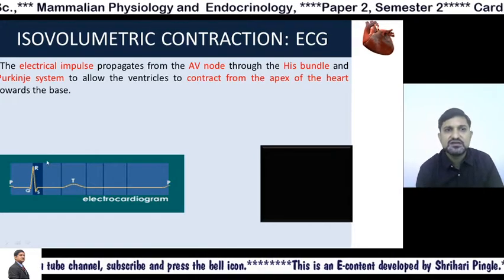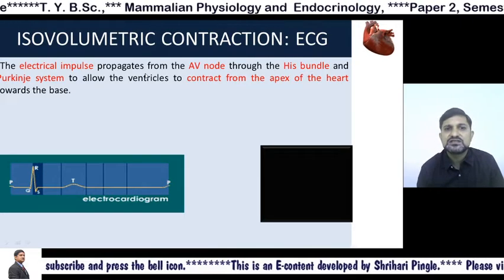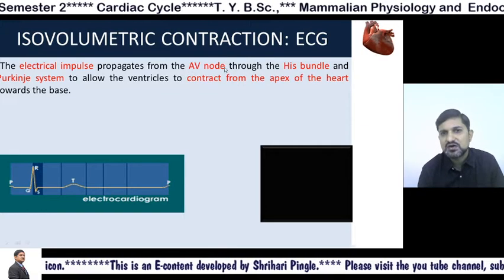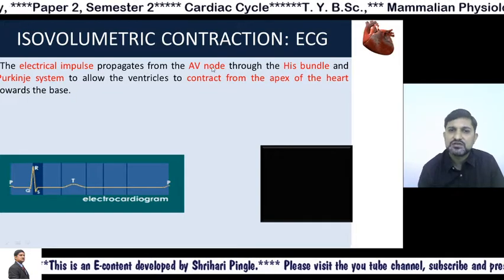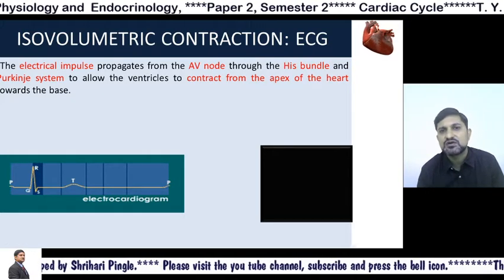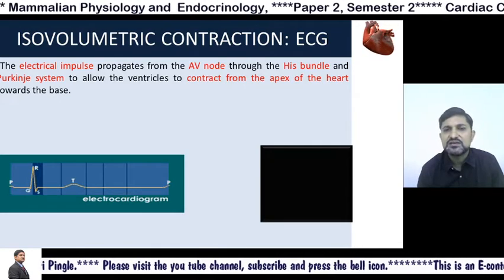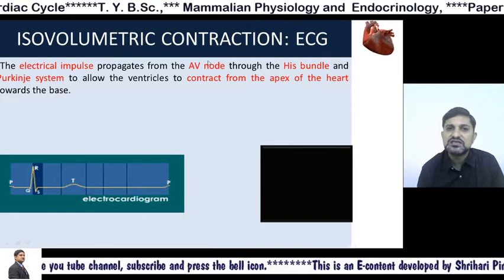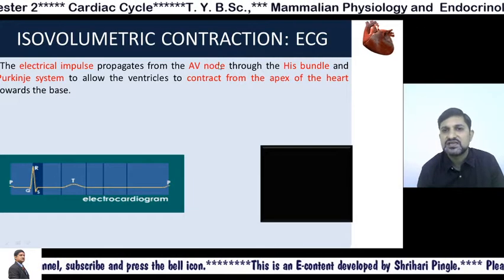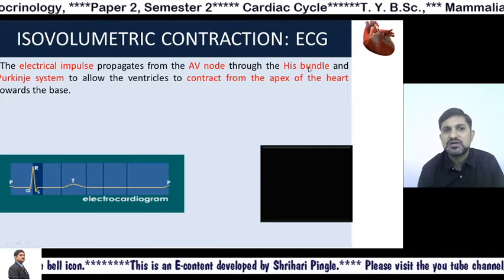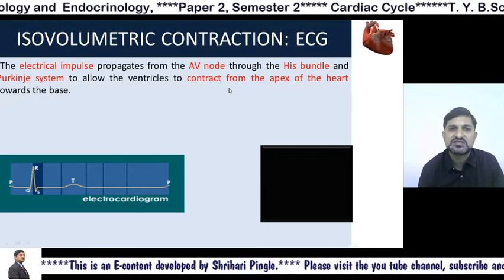is depicted here. The electrical impulse propagates from the AV node. Now this is something where you need to concentrate, the AV node. The impulses were actually originated from the SA node, that is sinoauricular node, but when the impulses have to travel through the ventricles, the heart needs the AV node as well. It is further sent into the lower parts of the ventricle through the bundle of His and Purkinje fiber system.